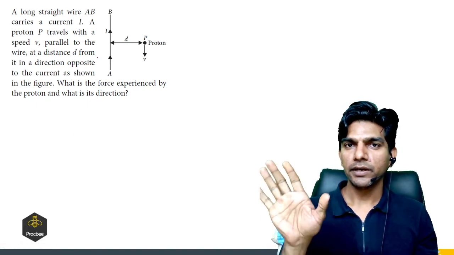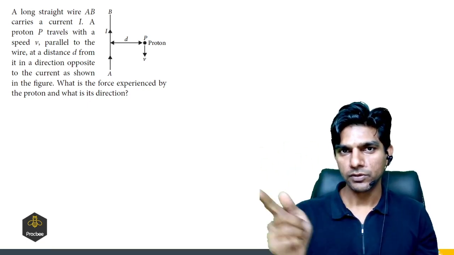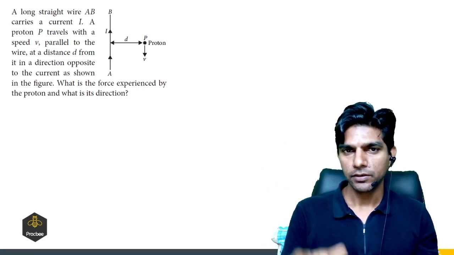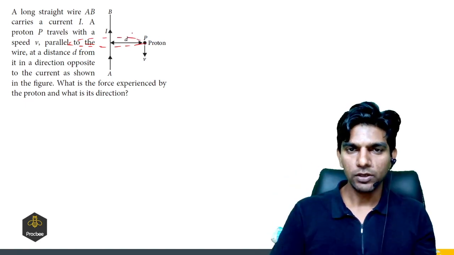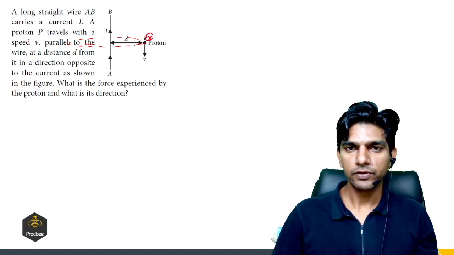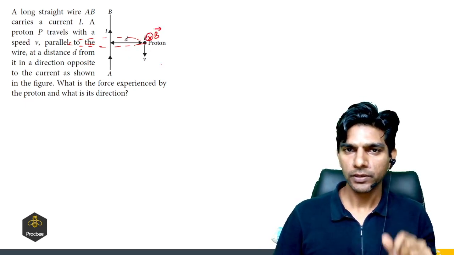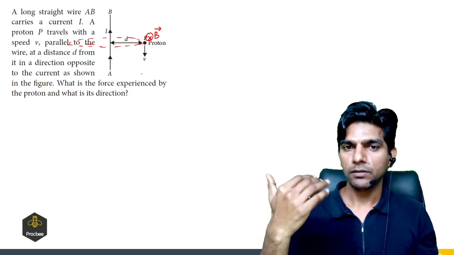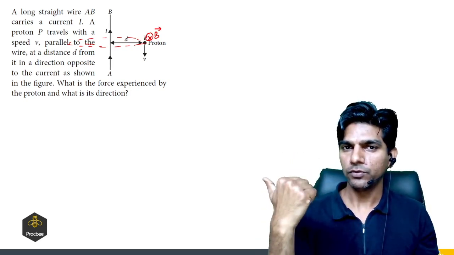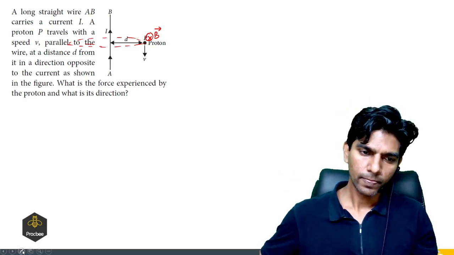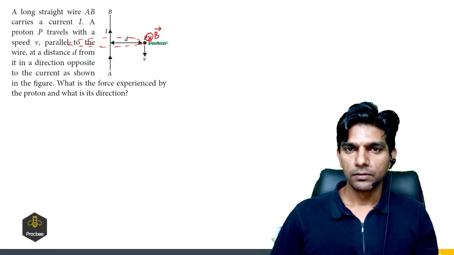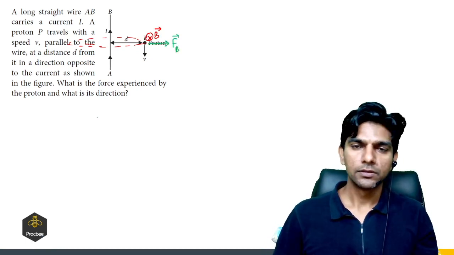Now we know that due to the current carrying wire, the magnetic field will be concentric circles like this, right? So if I draw a circle like this, at this particular point the magnetic field will be into the plane. So that is the direction of the magnetic field, into the plane, at the location of the proton. And if I apply the right hand rule, from V to B, V cross B, the thumb is pointing in the right direction. So this is the magnetic force.